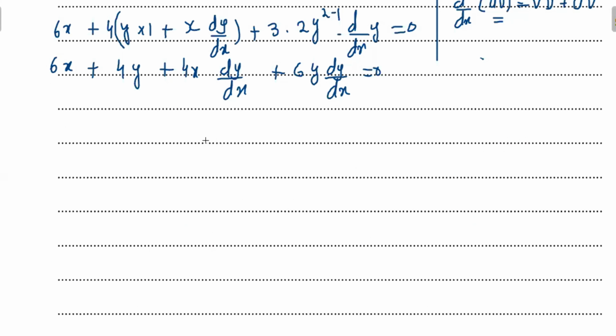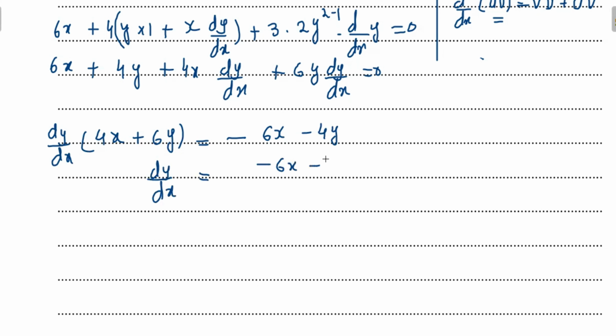Now we write it here as 6x plus 4y. We shift these values from the left to the right side. That becomes minus 6x minus 4y. And these two terms have a common dy over dx, so we take it common. The remaining values are 4x plus 6y. And we can write that dy over dx will be equal to minus 6x minus 4y over this value, shifted from the left to the right side, 4x plus 6y.